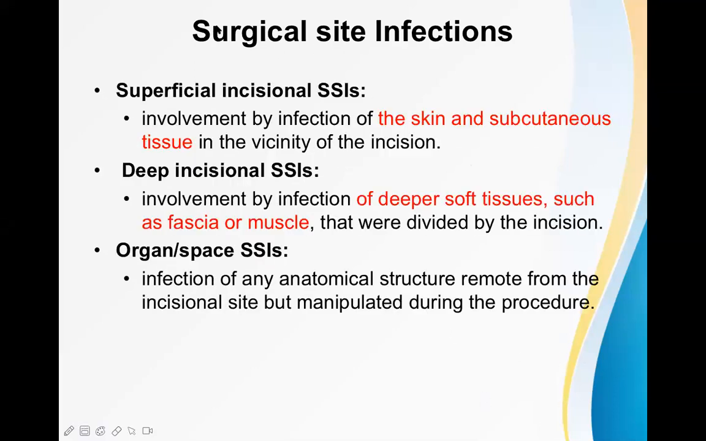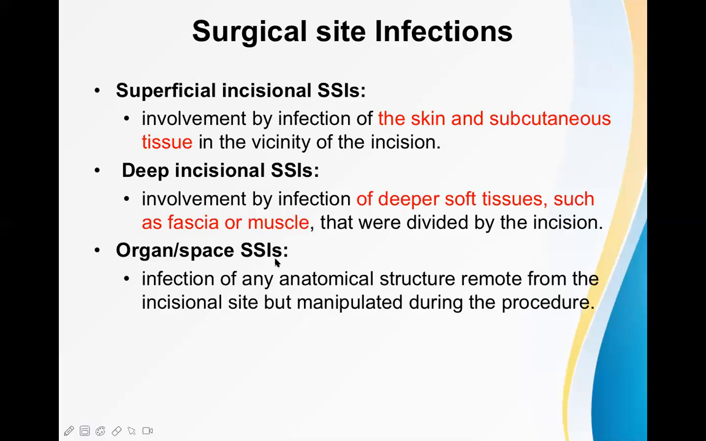That's what I was talking about right now. Superficial incisional surgical site infection. SSI is surgical site infection, so don't get confused. The heading is written there. Deep incisional surgical site infection, and organ or space surgical site infection. The meaning is involvement by infection of the skin and subcutaneous tissue in the vicinity of the incision. Means very close by, very nearby the incision. That is superficial. Deeper is deeper tissue like fascia or muscle.